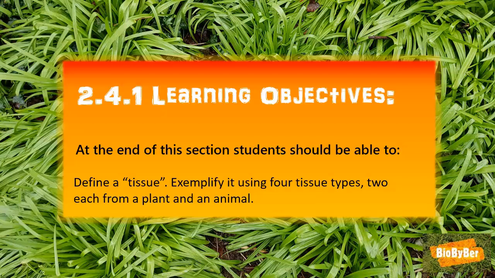What does this actually mean? What are we trying to understand? Well, first of all, you have to be able to give the definition of a tissue. Following that, you have to be able to illustrate that definition or explain it or exemplify it using 4 examples. 2 examples have to be an example of a plant tissue and 2 examples have to be an animal tissue.